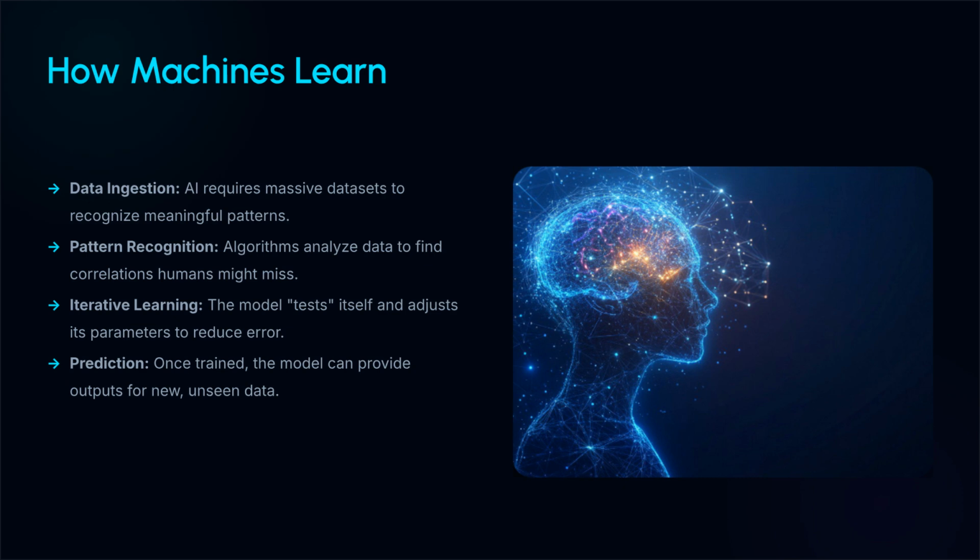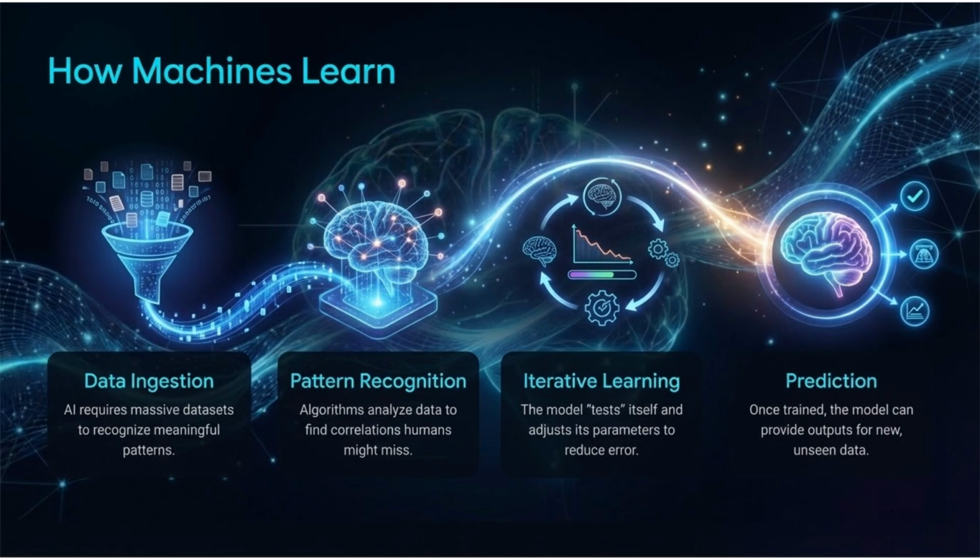Machines learn through a four-step process. It starts with data ingestion and pattern recognition. Then, the model engages in iterative learning by testing itself and adjusting parameters, ultimately leading to prediction. This diagram visualizes how machines learn, moving from data ingestion to pattern recognition, iterative learning, and finally, prediction.